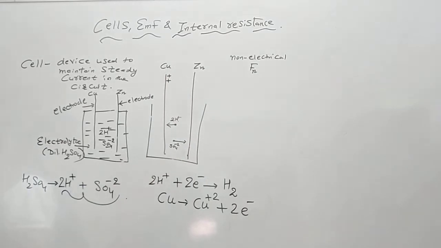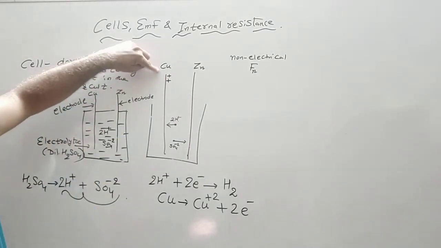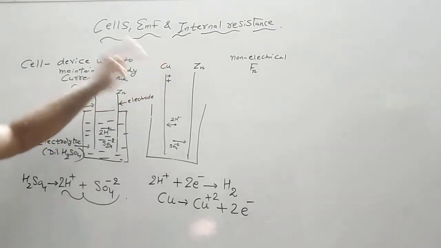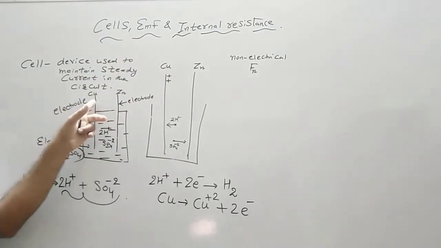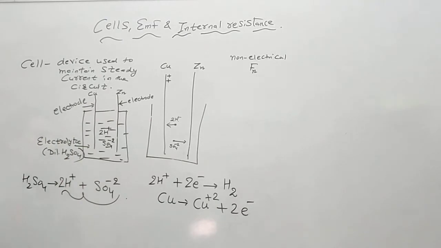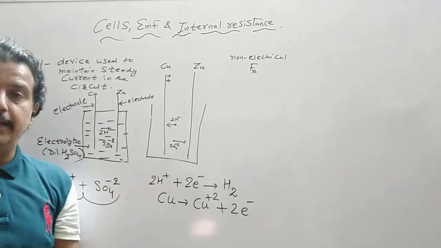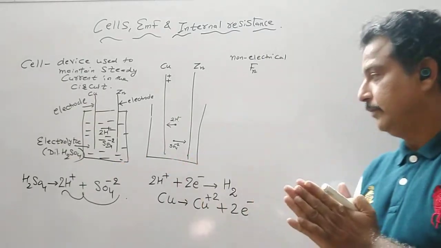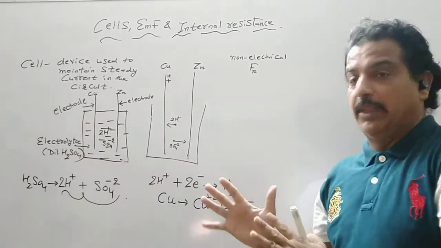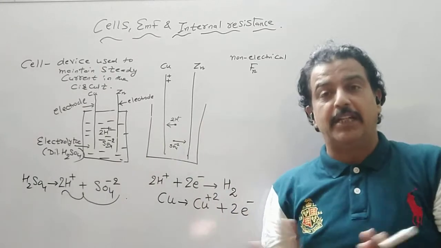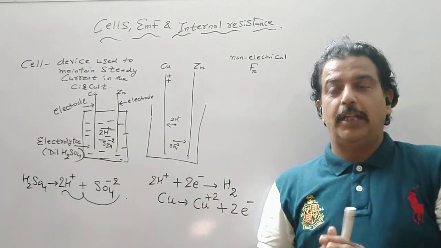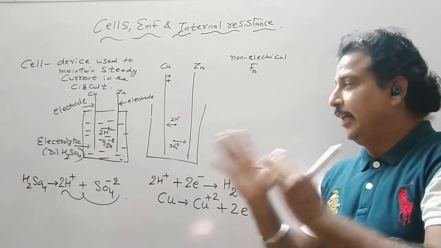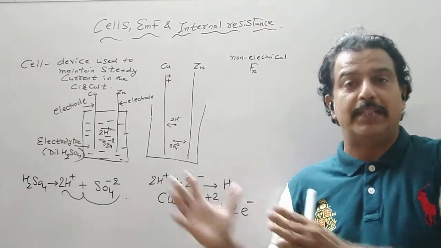So we say the copper is now becoming positive as compared to the earlier state when it was neutral. So we say the potential of copper starts rising. Now all this process takes place simultaneously. There is no delay. We try to understand this process step by step.